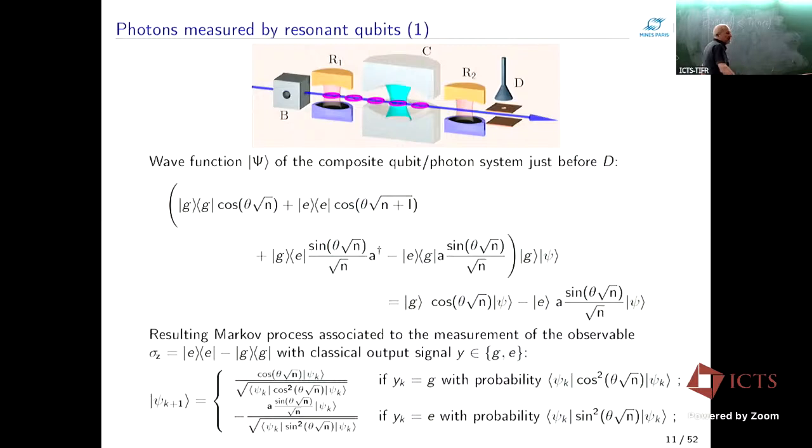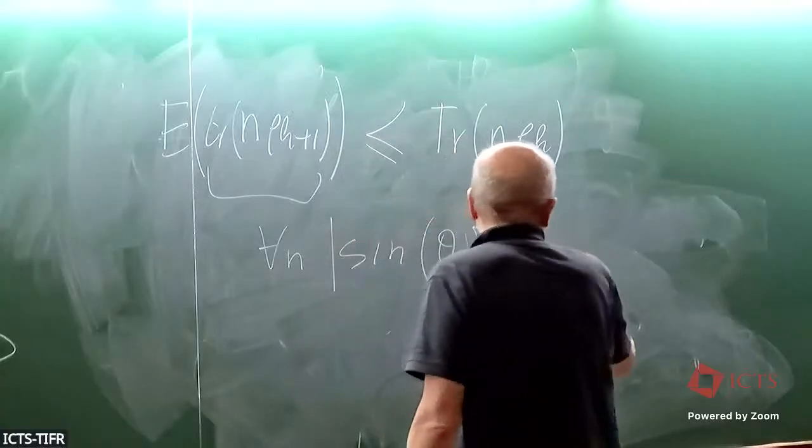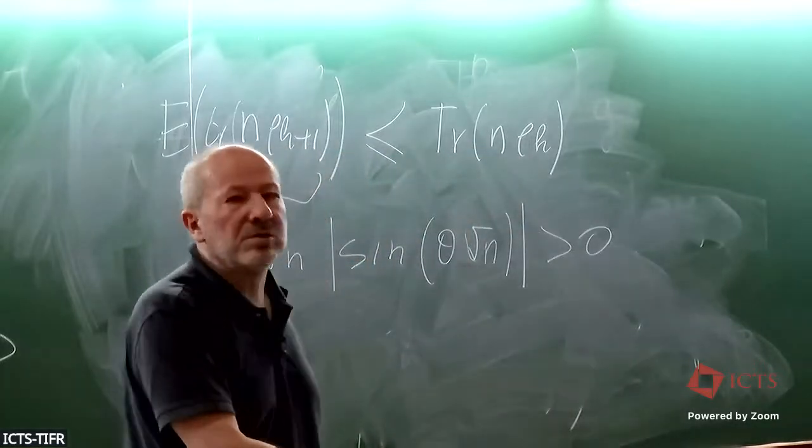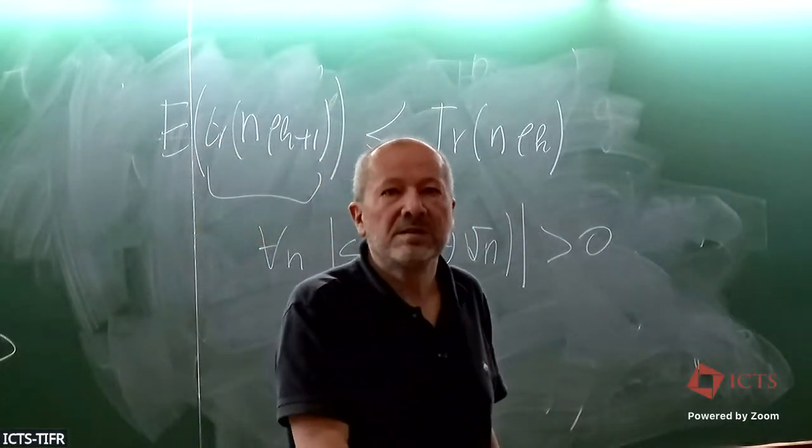It is a supermartingale. And if for all n the sign of theta, the square root of n, in absolute value, is strictly positive, then you know that you always converge to the ground state.